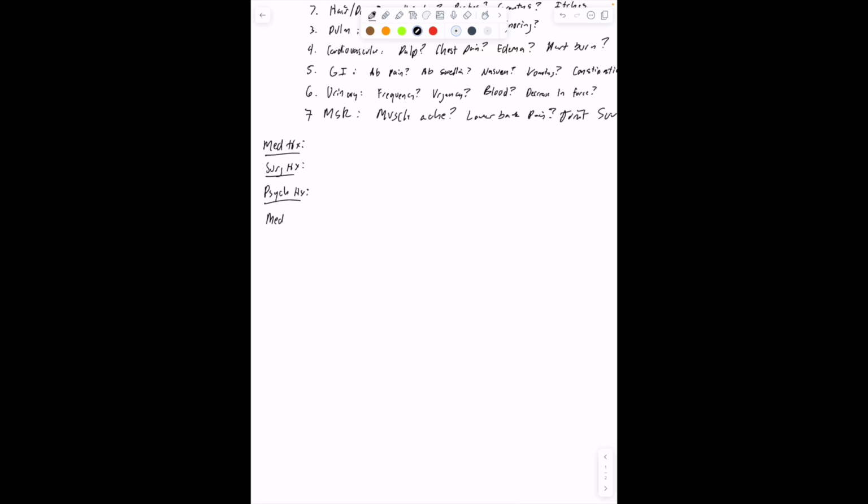What are your medications you're currently taking? Are you up to date on your immunizations? Do you have any allergies? Are you aware of your family's medical history for 3 generations? So siblings, parents, grandparents, children.